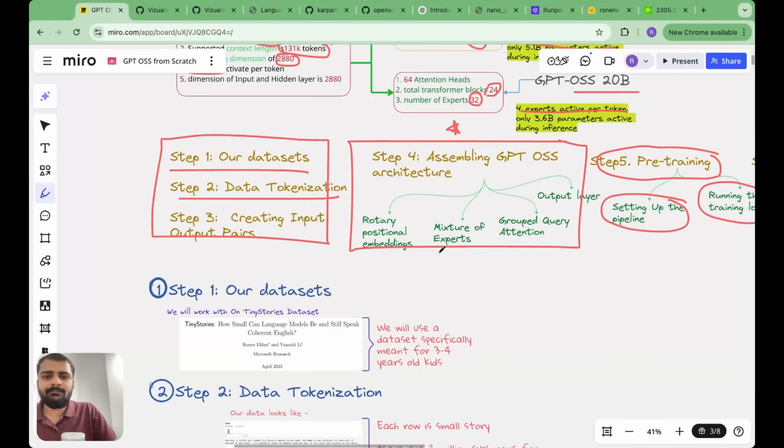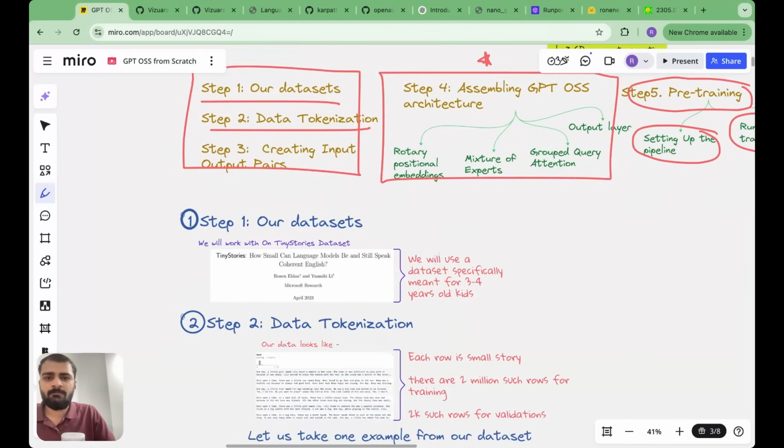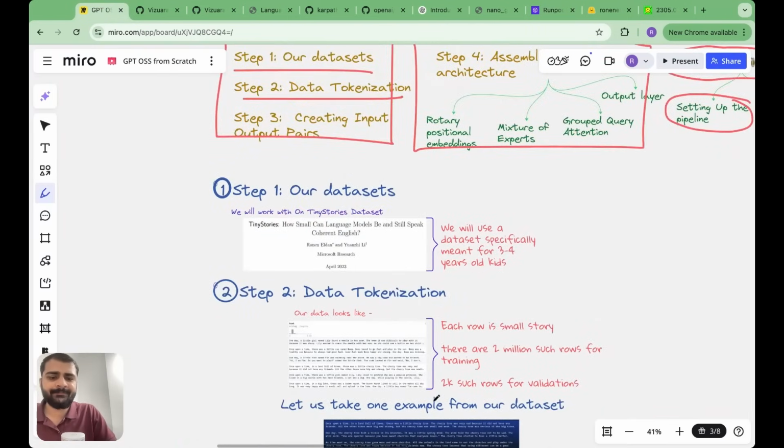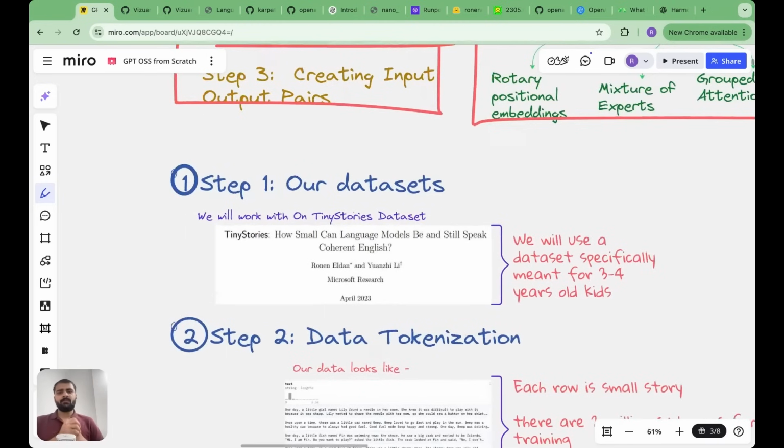All right, everyone. So let's dive into the video and let's start into the different steps. All right. So let's get started with the data set first.